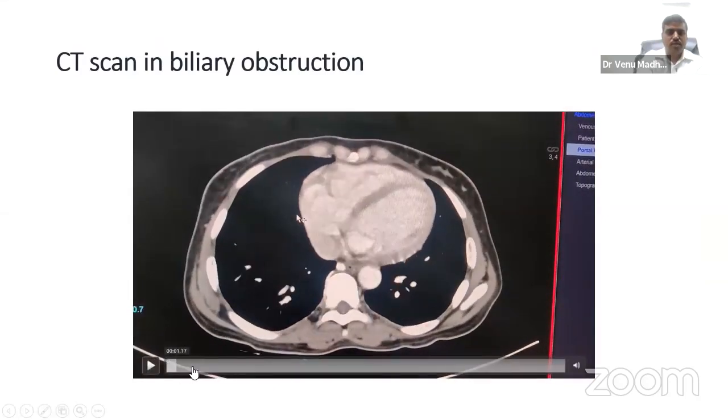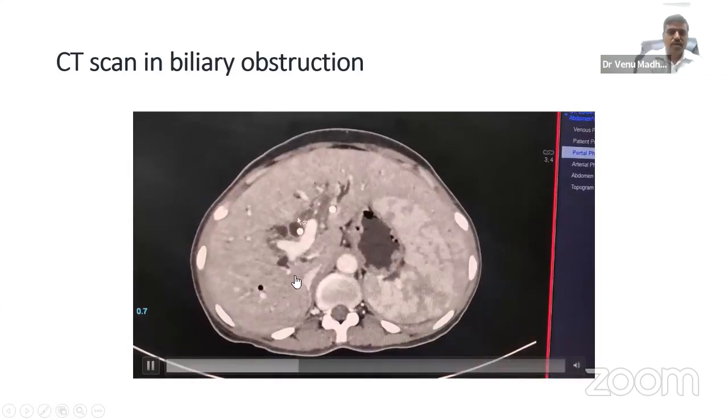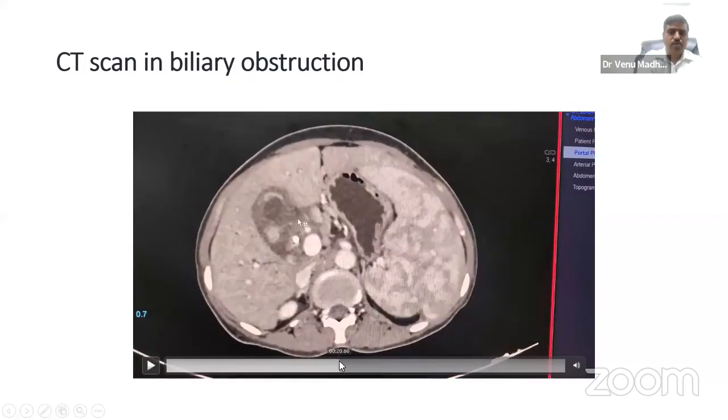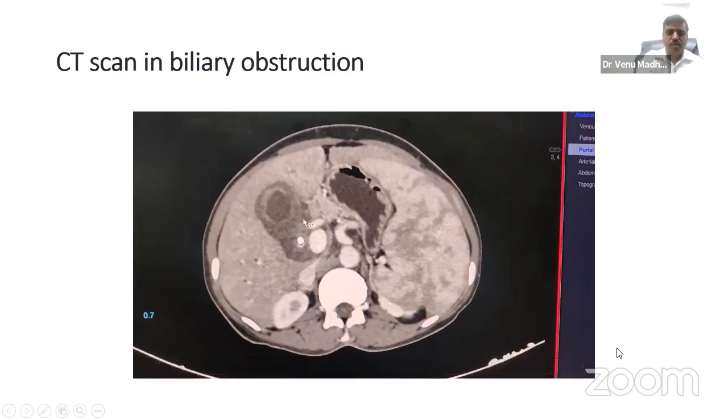This is again one more CT. It's showing grossly dilated bile ducts and the portal vein. The gallbladder is hugely distended. There's thickening of the gallbladder wall, which may suggest a malignancy, which is causing obstruction of the biliary system. And there is also splenomegaly.